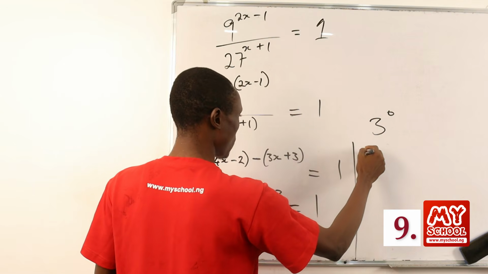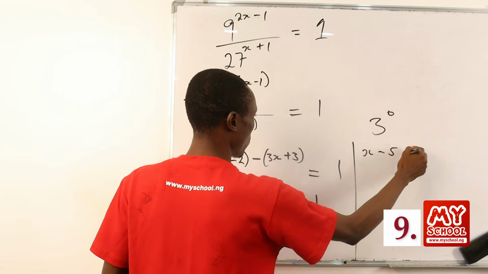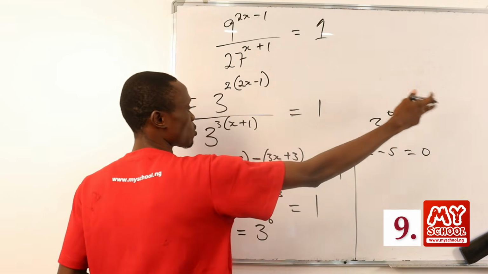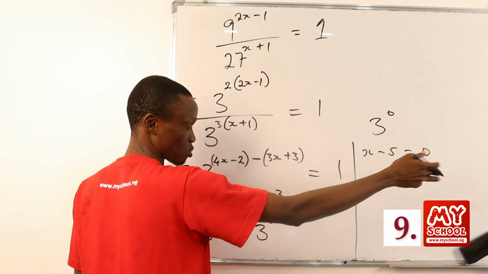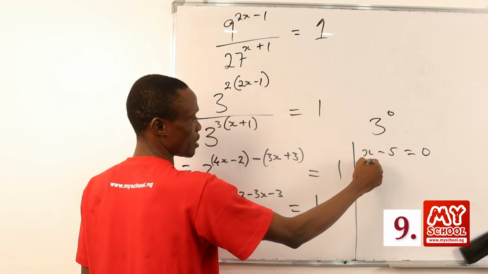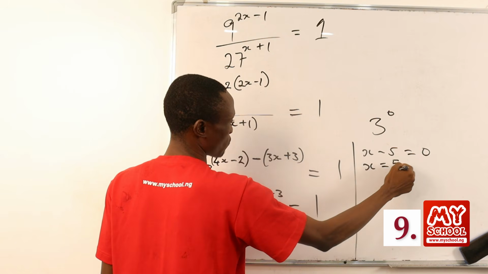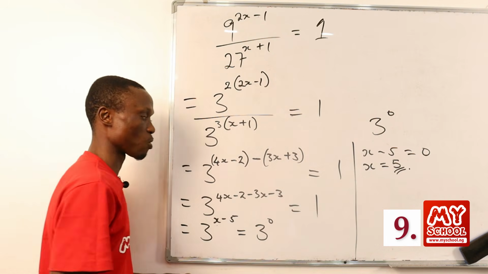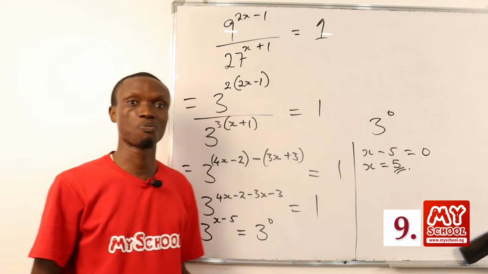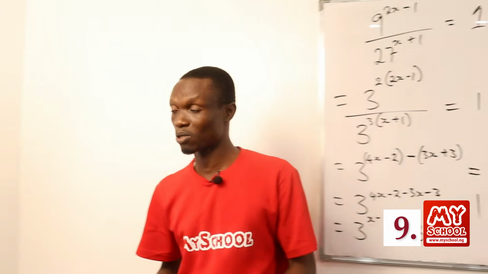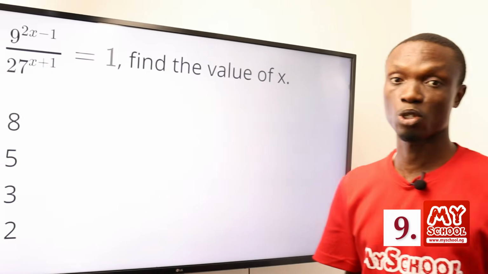So that we will be having x minus 5 is equals to 0. We just move this minus 5 to the other side of the equation so that we can get the value of x. Then x is now equals to 5. So this is the value of x. Now let's move back to the screen to pick the correct option for this question, and that is option B, 5.